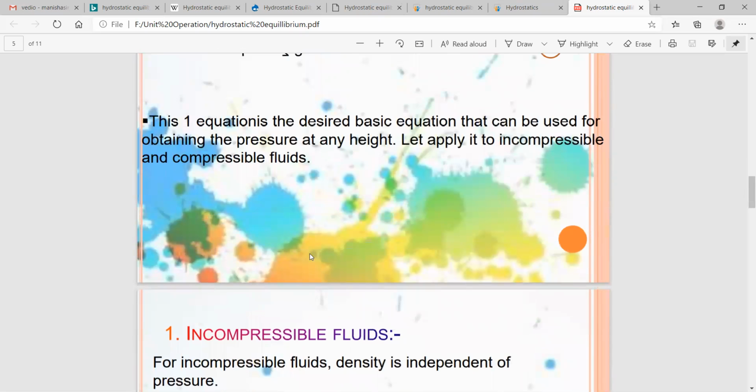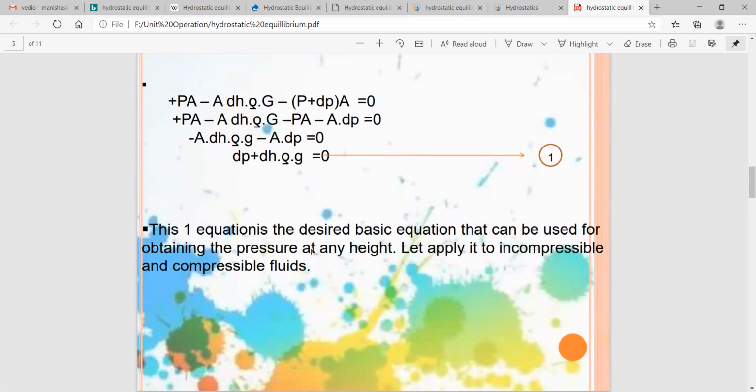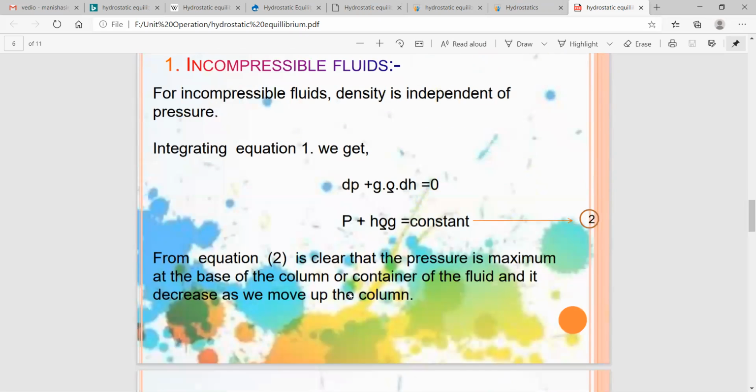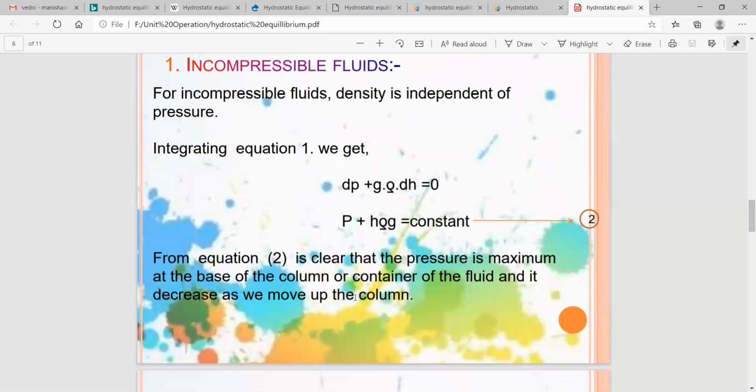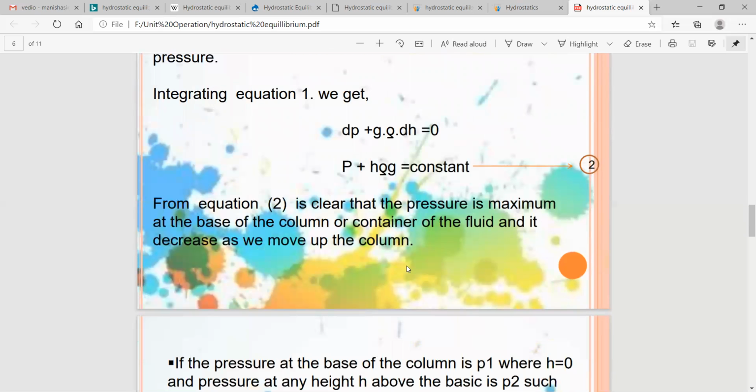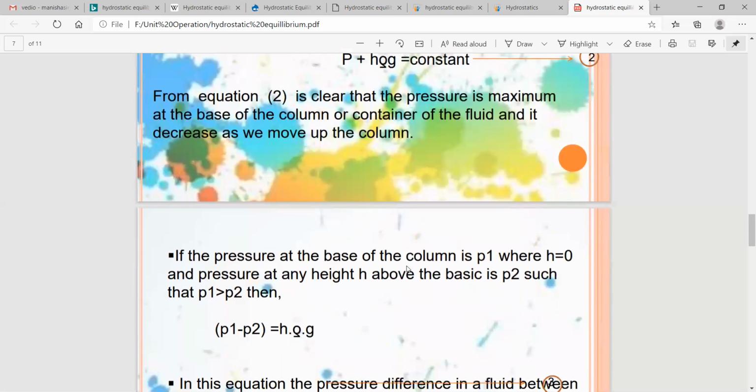This equation 1 is the desired basic equation that can be used for obtaining the pressure at any height H, and let us apply it to incompressible and compressible fluids. For incompressible fluids, density is independent of pressure, and by integrating equation 1 we get dP plus g rho dH equal to 0, and then P plus H rho g is equal to constant. From equation 2 it is clear that pressure is maximum at the base of the column or container of the fluid, and it decreases as we move up the column.